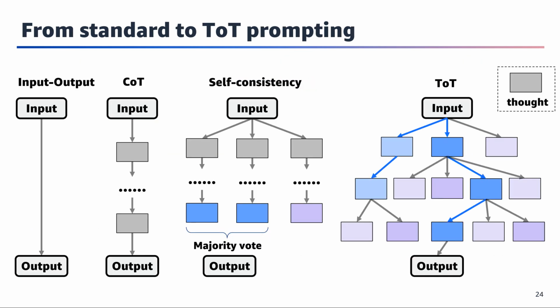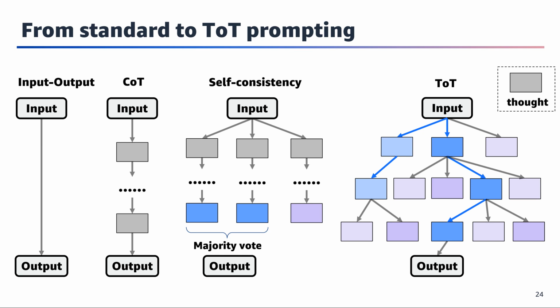The slide compares different prompting techniques for language models, ranging from simple input-output mapping to more advanced methods like chain of thought, self-consistency, and tree of thought prompting. The input-output approach is the most basic, where the model generates an output based solely on the input. Chain of thought involves having the model reason through the problem step by step before producing the final output. Self-consistency prompting aims to improve coherence by generating multiple outputs and selecting the majority vote.